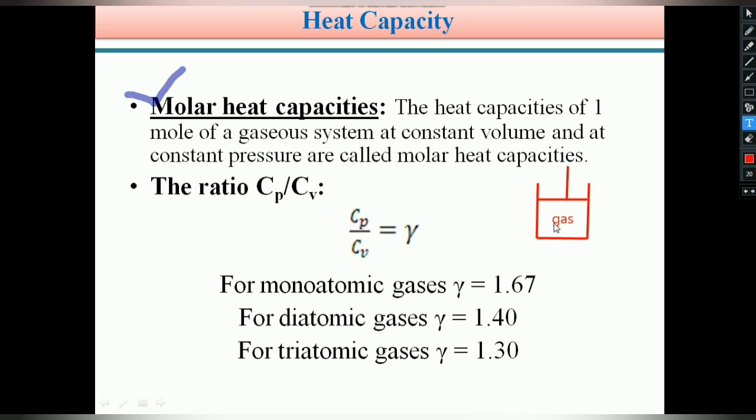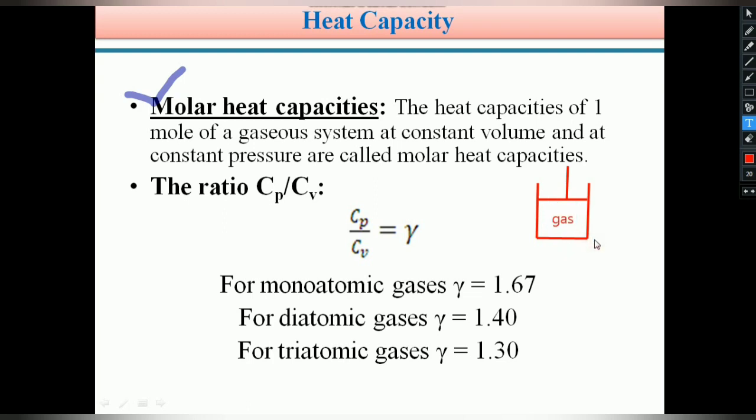So the heat capacity of 1 mole of a gaseous system at constant volume and constant pressure is defined as the molar heat capacity. Students, in your examination, a question like this may be asked: what is molar heat capacity? A definition may be asked. The heat capacities of 1 mole of a gaseous system at constant volume and at constant pressure.